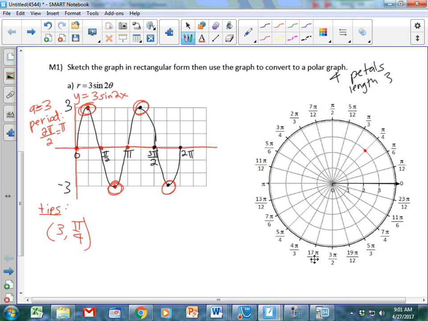What's this value down here? 3 pi fourths. So let's plot that. How do we plot negative 3 pi fourths? So do the angle first. 3 pi fourths is over here. Then we have to shoot backwards.